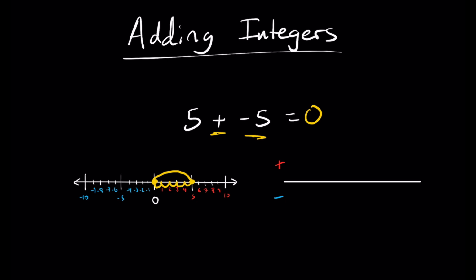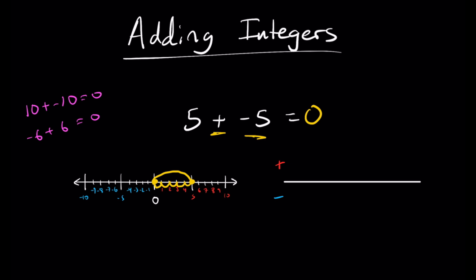So it's worth noting that if the numbers are the same, but the signs are different and we're adding, we're going to get 0. So for example, if I had 10 plus -10, well, that's 0. If I had, let's say, -6 plus 6, well, that's 0. They kind of cancel each other out.